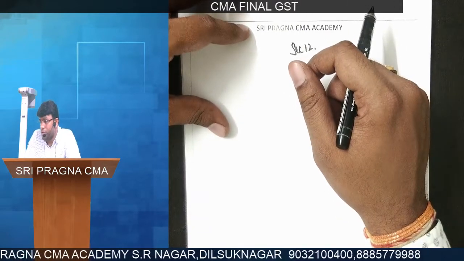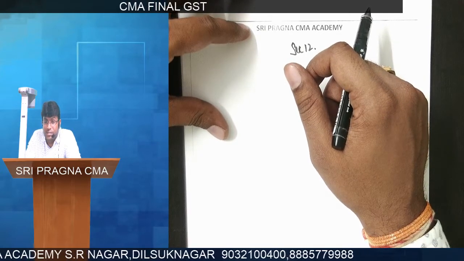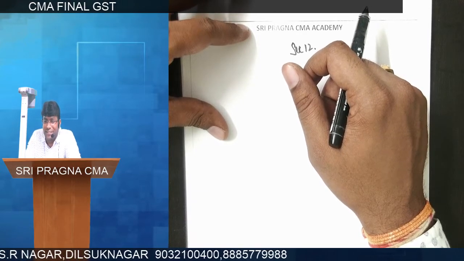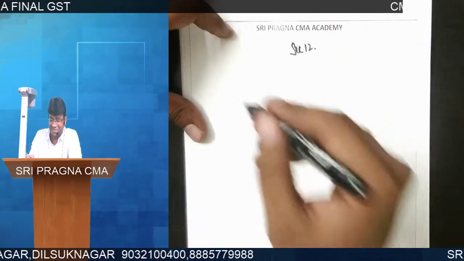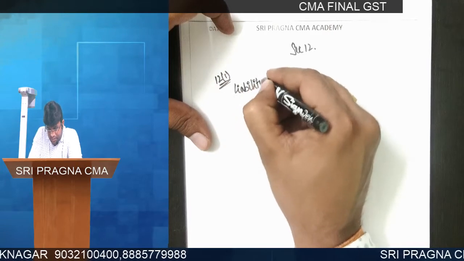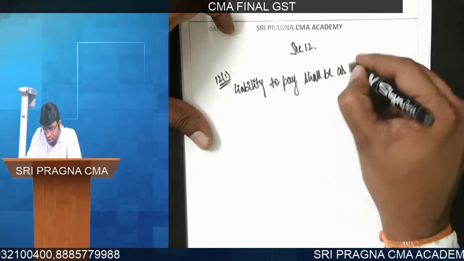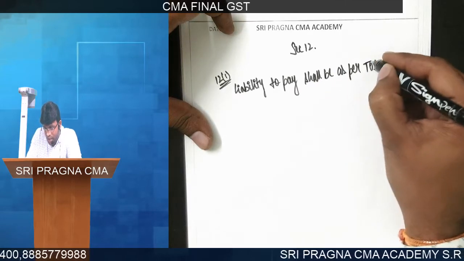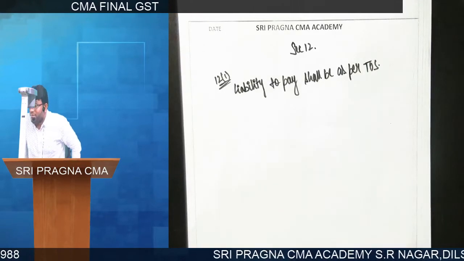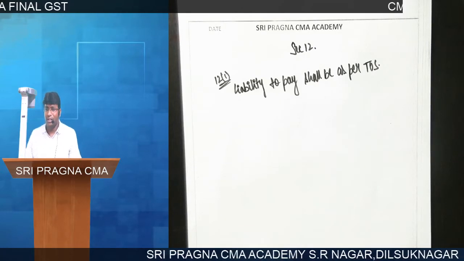Section 12. And in 12 we have 1, 2, 3, 4, 5, 6. 12(1), basic point, it only says liability to pay shall be as per time of supply. Of course, we know that point. That is why we are trying to learn this. Liability to pay tax shall be as per what? Time of supply. We know that. That's why we are trying to learn.